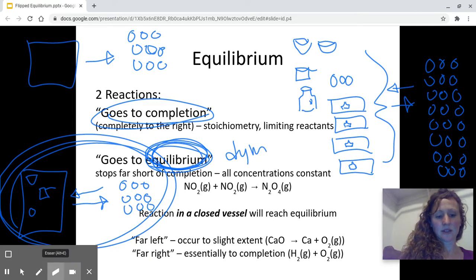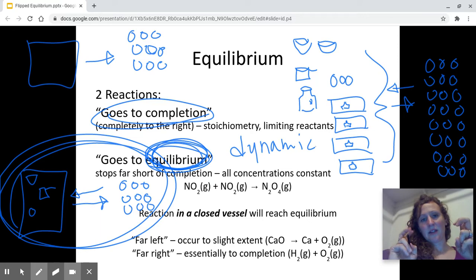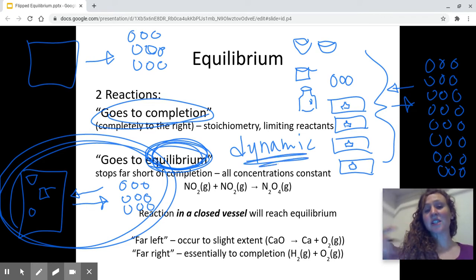Maybe if I can spell dynamic. Come on, pen. Work with me. Dynamic. We call it dynamic. The reactions are still proceeding in both directions equally. It's dynamic. Change is still occurring, just not net change.